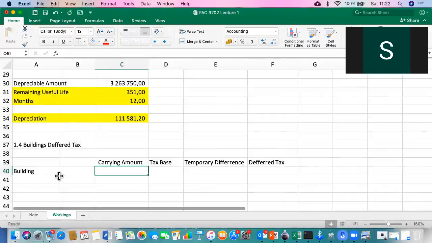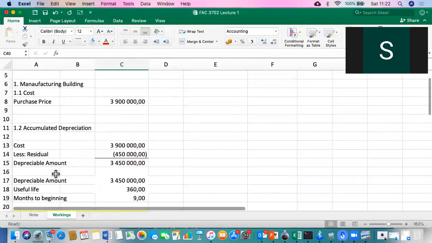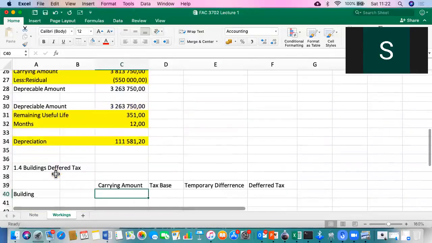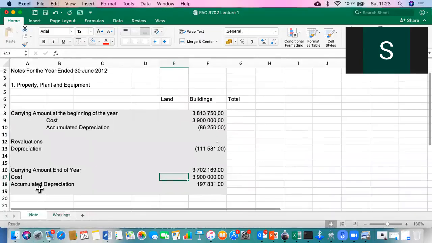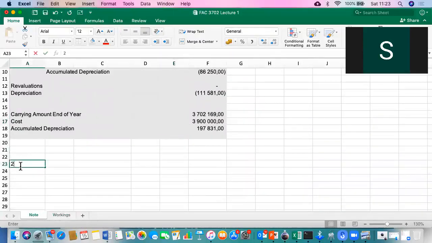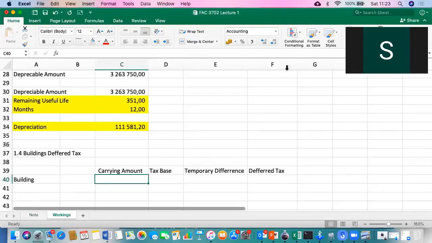Why I suggest from an exam technique point of view, you do it now in your workings, and you can see how your workings are looking so far: 1.1, 1.2, 1.3, 1.4. Why I suggest you do it now is because the numbers relating to the building are fresh, but you'll have to create your other note below this, which will be the deferred tax note. Okay, you'll call it deferred tax, and we'll write the narration. Okay, but first, to do the deferred tax note, we have to calculate the answer.